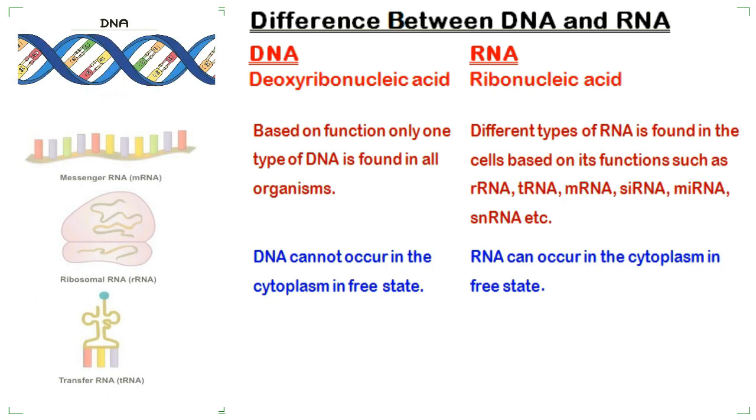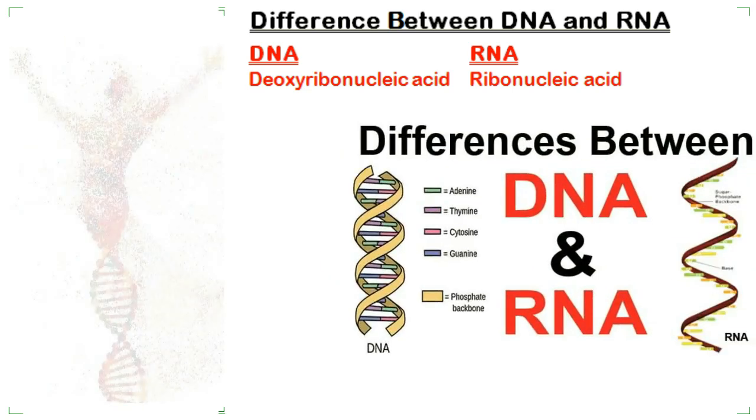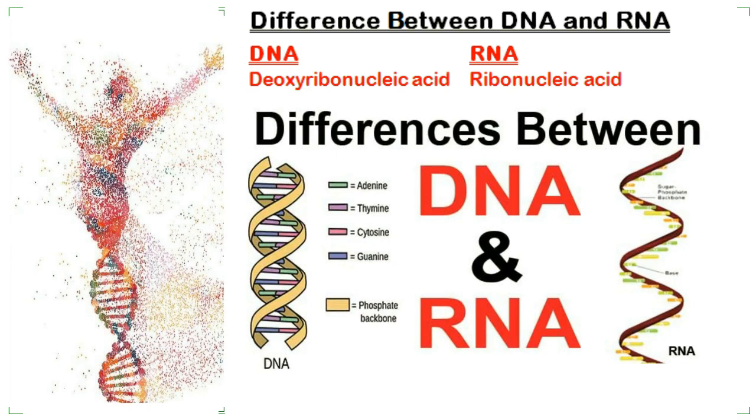Based on functions, only one type of DNA is found in all organisms, while different types of RNA are found in the cells, based on its functions. DNA cannot occur in the cytoplasm in free state, while RNA can occur in the cytoplasm in free state. That's all about the major differences present between the DNA and RNA.